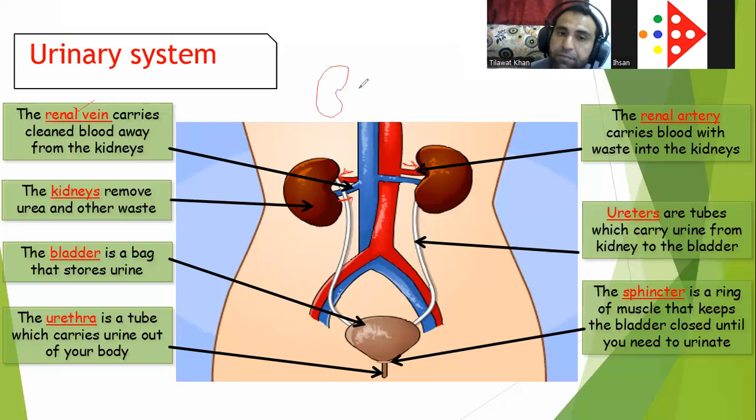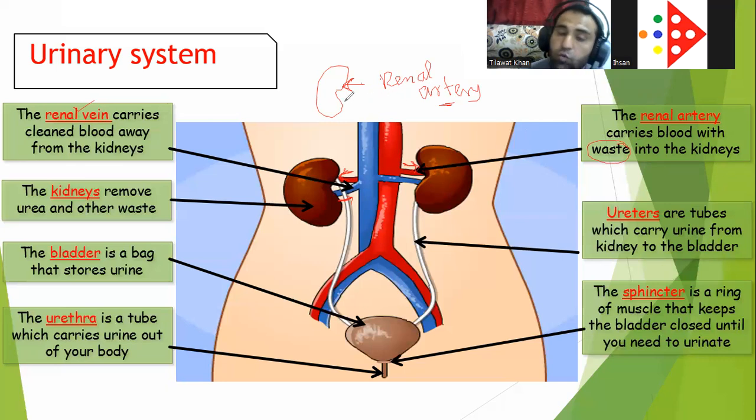Let me draw it here. For example, the blood vessel that is going to the kidney, the arrow is toward the kidney. What's the name of that? Yes, please. Renal artery. It's carrying oxygenated blood, but that oxygenated blood has waste material because the kidney needs to filter that waste material. You got it? All right, good. So in the kidney, the filtration of that blood will take place, and that renal artery will give oxygen to your kidney.